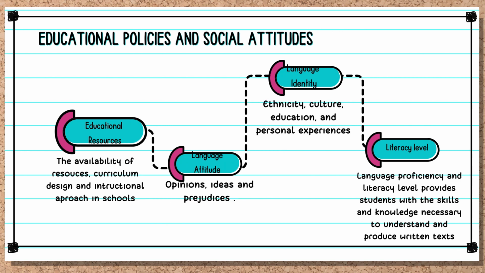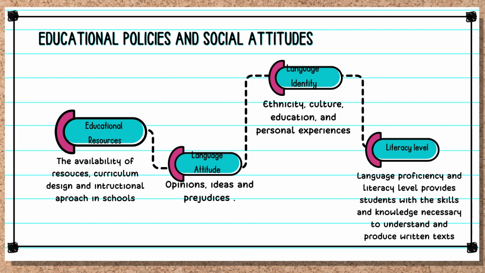Educational policies and social attitudes. Grabe 2009 suggests that institutional factors, such as the type of educational programs and the resources available, can influence second language reading. Linguistic attitudes, such as the opinions, ideas, and prejudices that a speaker has regarding a language, could also influence a reader when understanding a text. So, a good attitude towards a certain reading could positively contribute to understanding it better and more easily.